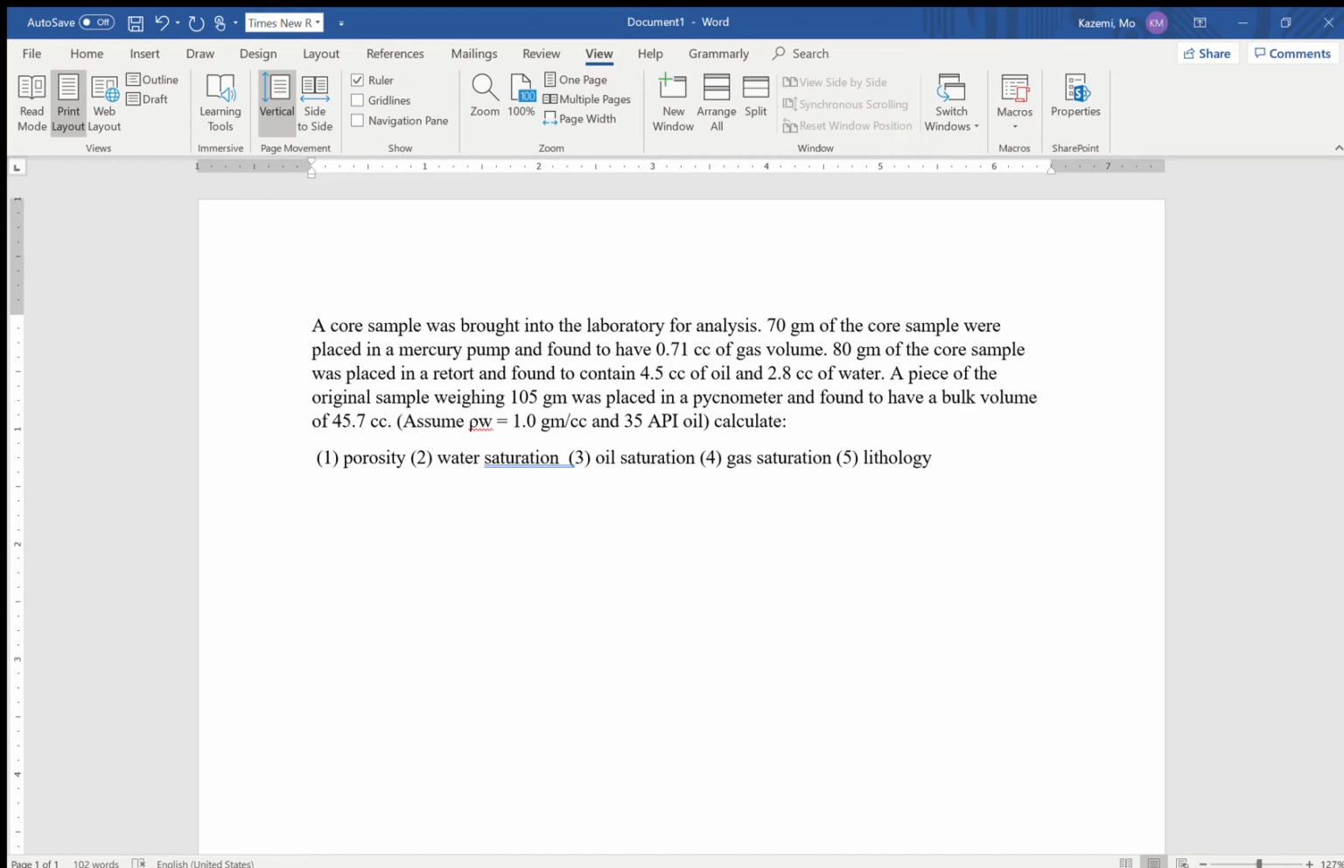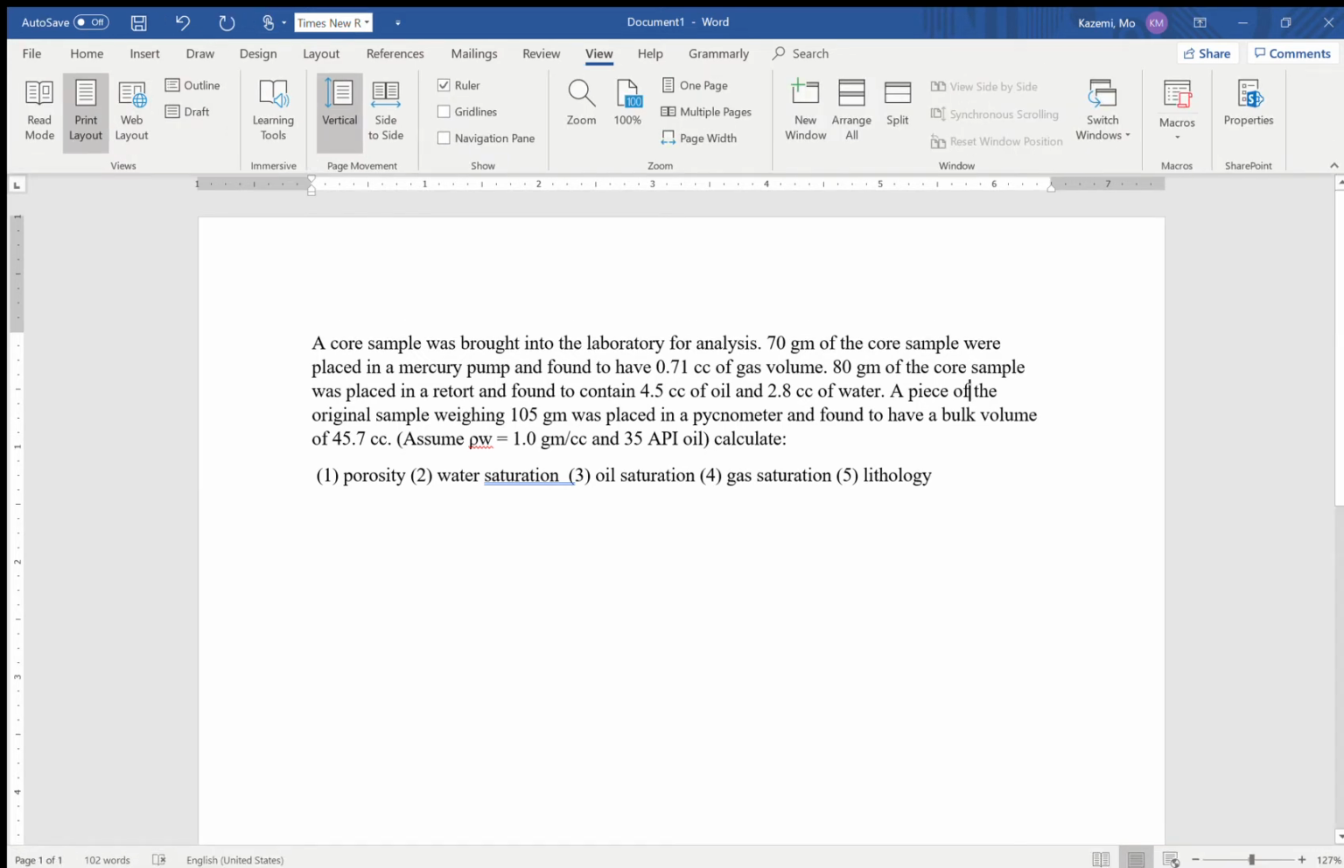Hello everyone. So we want to do an example on saturation. That's a practice example. I specifically chose this example. This is a little bit harder than other examples, so that's why I chose this example to work on. So let's see what type of problem we are dealing with.